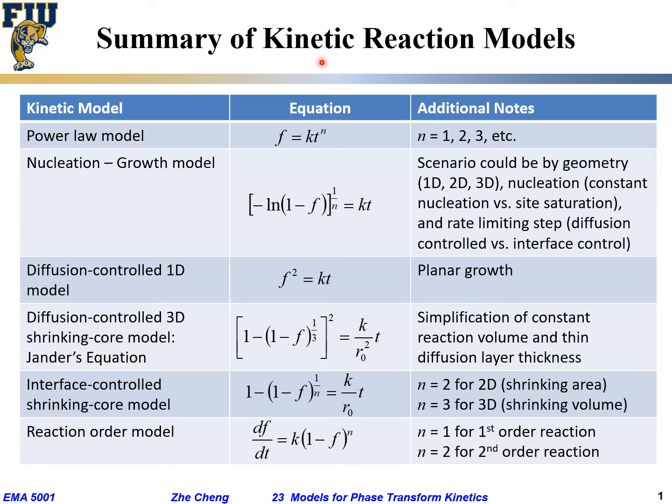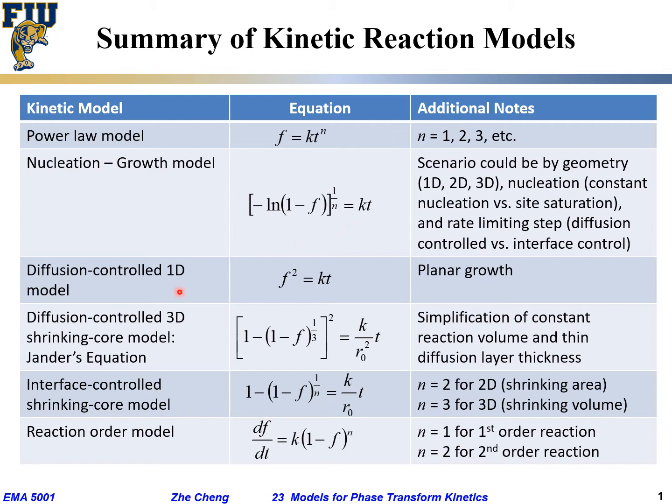Finally, to summarize the different kinetic models, this table puts them together. The nucleation and growth model follows the JMA type equation, and the n factor would be from 1 to 4 depending on the geometry of the nuclei, the nucleation mode, whether it's constant nucleation or site saturation, and whether the rate limiting step would be diffusion or interfacial reaction. So this would be the nucleation growth model.